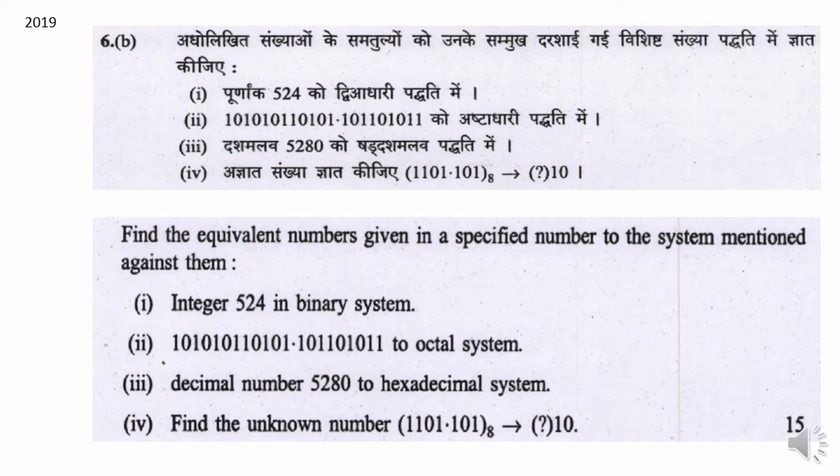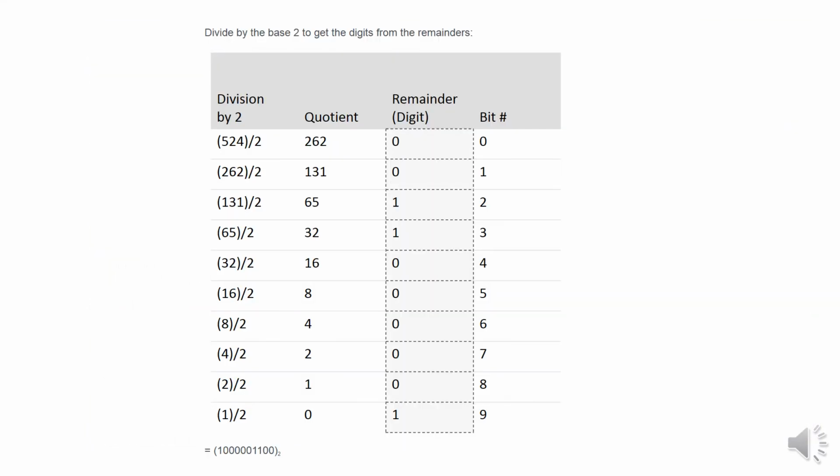So in this question we have to convert the numbers in specified number system. So let's start doing. There are 4 parts here. First is integer, 54 divided by 2, 54 integer in binary, divide it by 2 till we have quotient as 0, and start writing from this side.